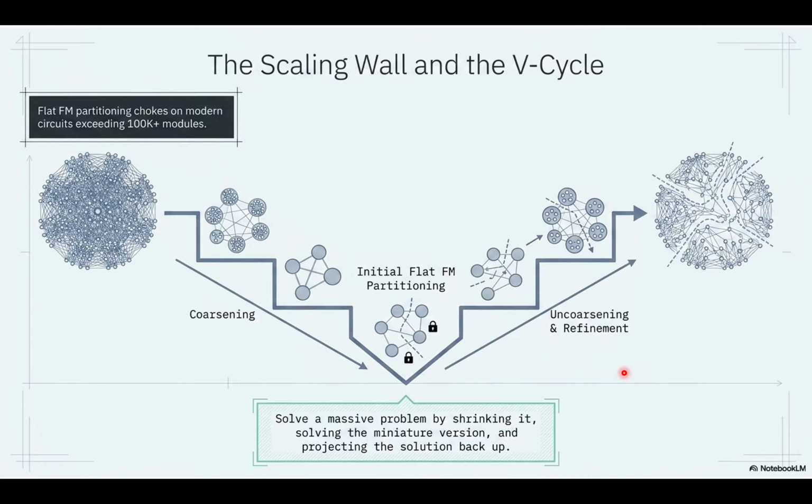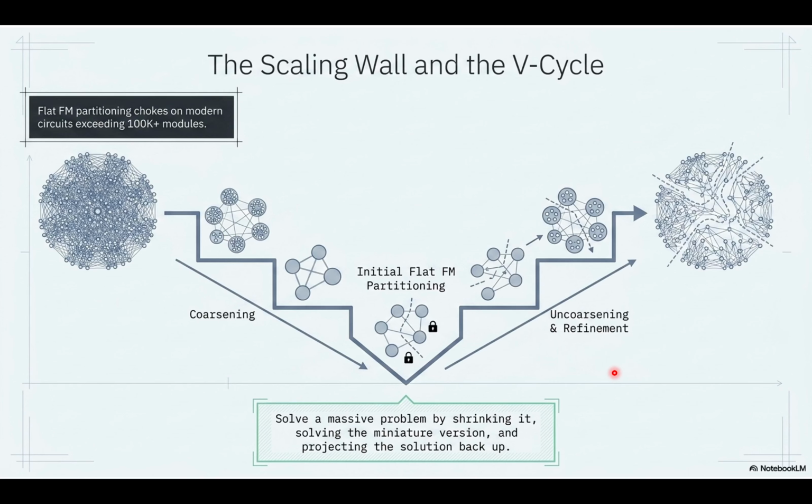However, the source material pivots pretty hard here. Because despite the efficiency of the bucket data structure, flat FM partitioning hits a hard scalability wall. A very hard wall. Yeah. When circuits surpass, like, 100,000 modules, the local minimums just become too vast for the pass system to climb out of. Right. Because the sheer dimensionality of modern circuits, which, by the way, easily house tens of millions of gates, just renders flat FM completely obsolete. The algorithm just gets lost in the noise. So we need a way to scale up. Exactly. Which necessitates the shift to multi-level partitioning.